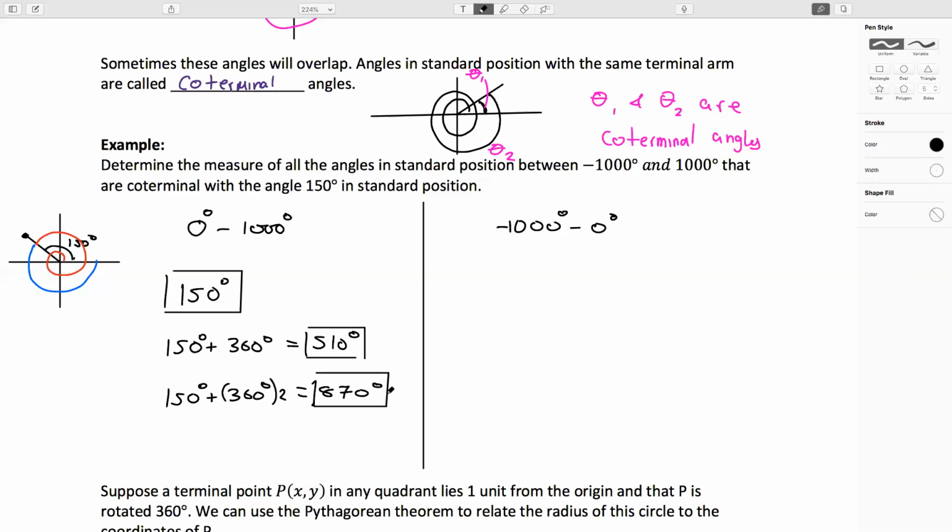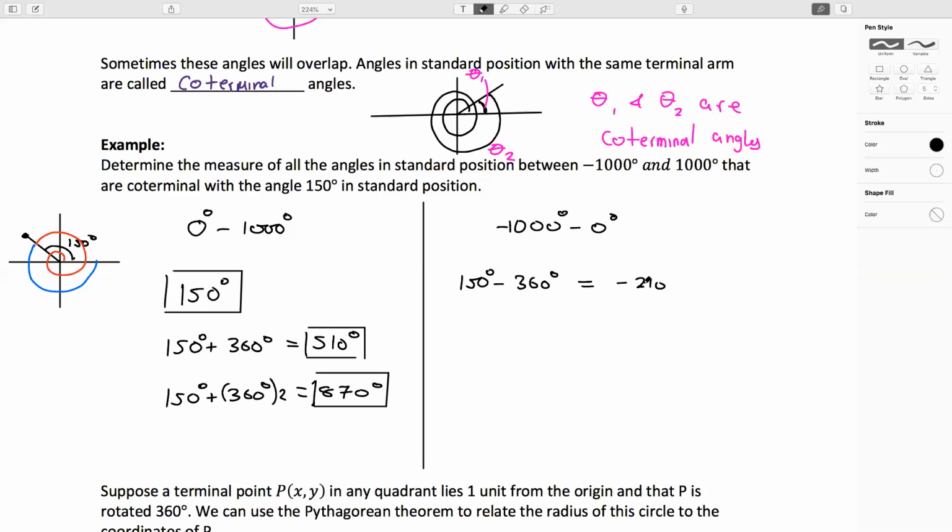To get negative angles, we just subtract. We just go around the circle in the opposite direction. Instead of going around counterclockwise, we go around clockwise. So again, we start with 150, but now we're subtracting 360. That gets us to negative 210.